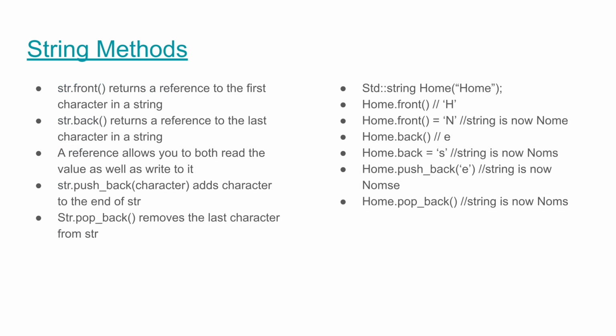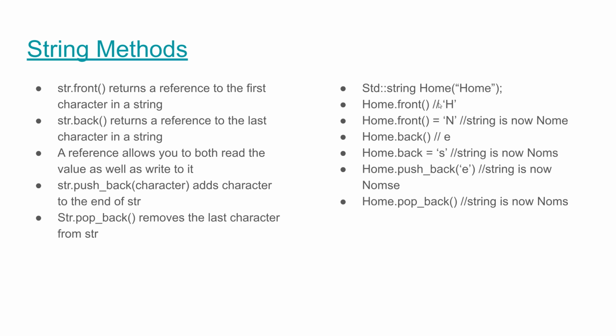Okay, some other methods. There's string.front, which will give you a reference to the first character in the string, and string.back, which will give you a reference to the last character in the string. Since you're getting references to these objects, it's just another name for that character, so you can use front and back to modify the first thing or the last thing in the string, as well as read what's there. push_back will add a character to the end of the string, and pop_back will remove the last character from the string.